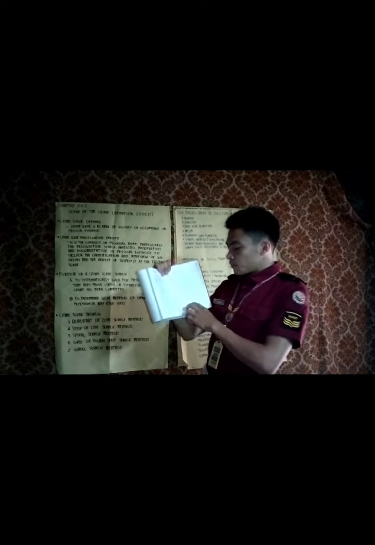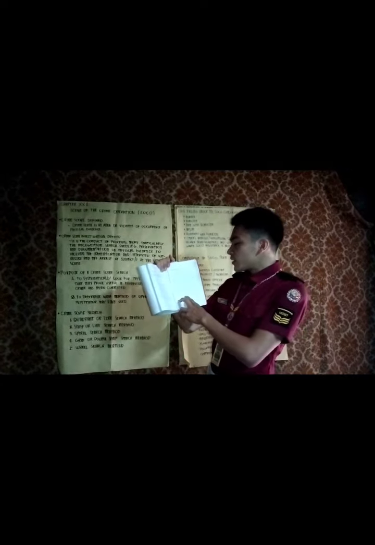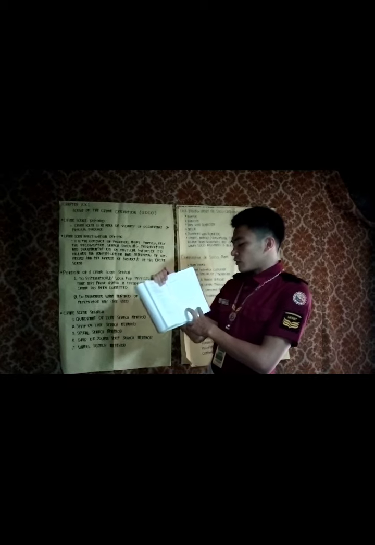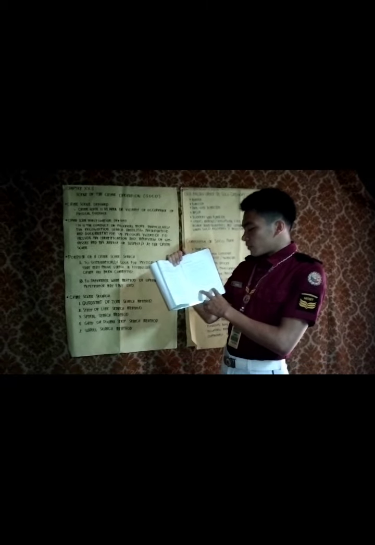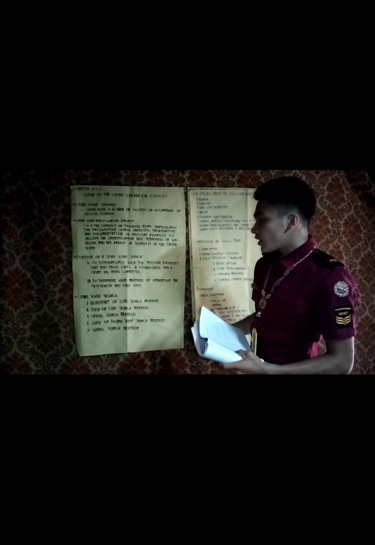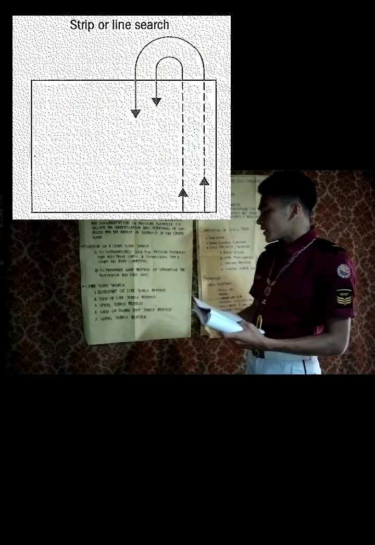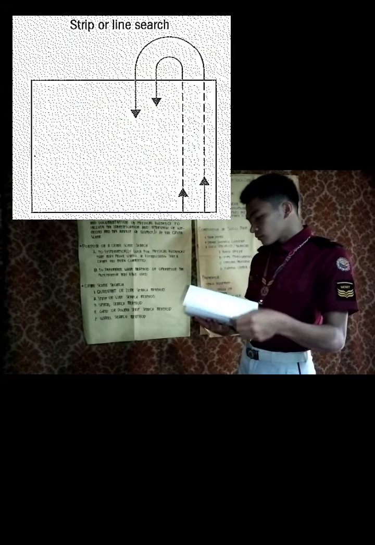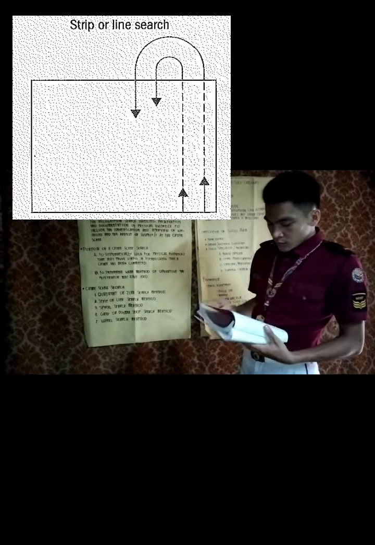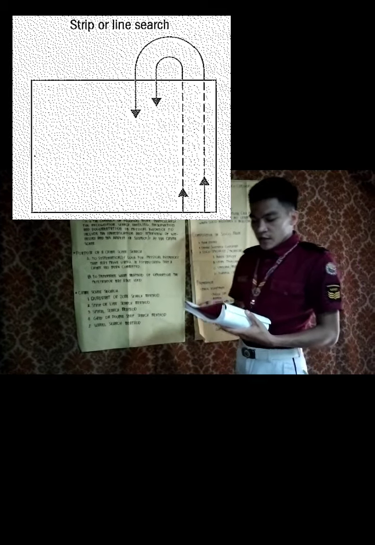So this is the example of the quadrant or zone search method. So next is we have the strip or line search method. So strip or line search method.